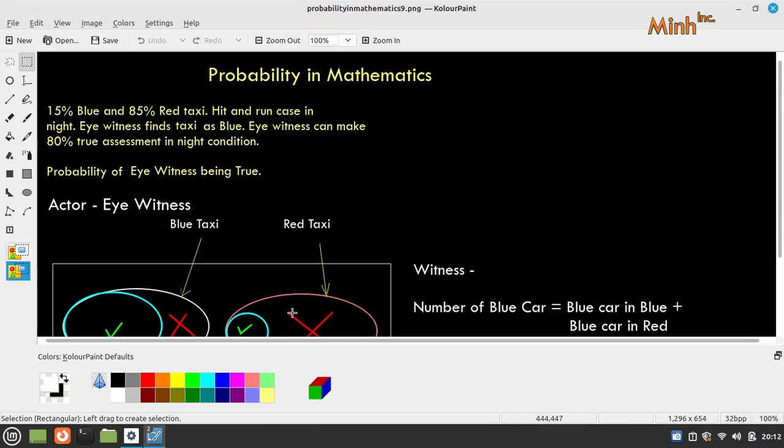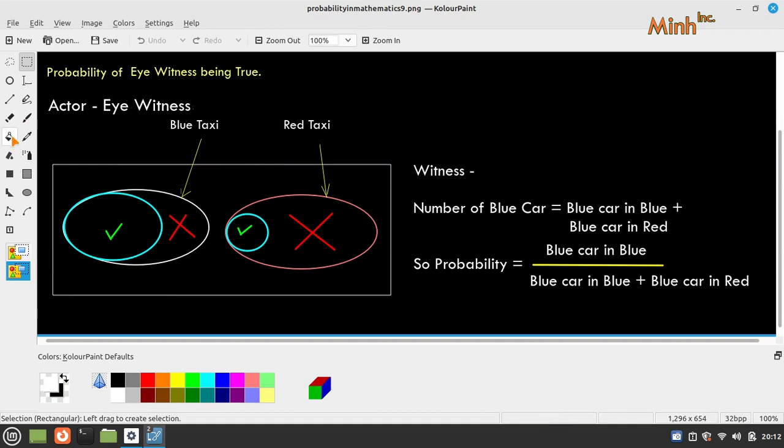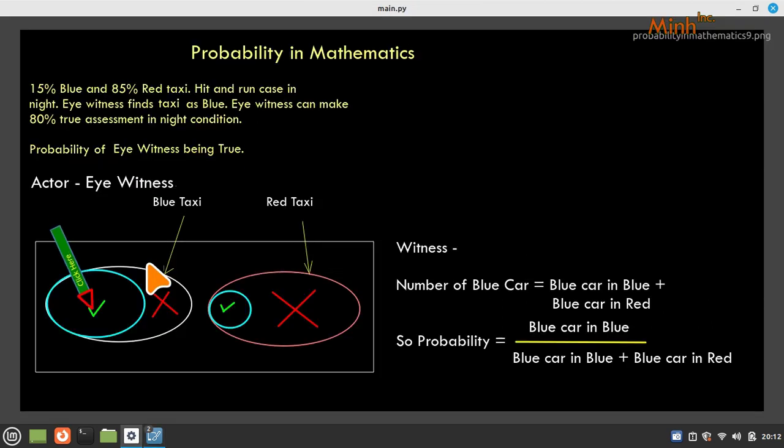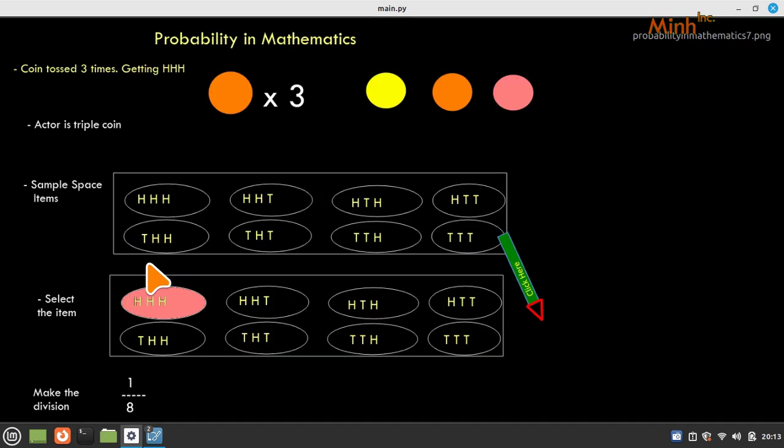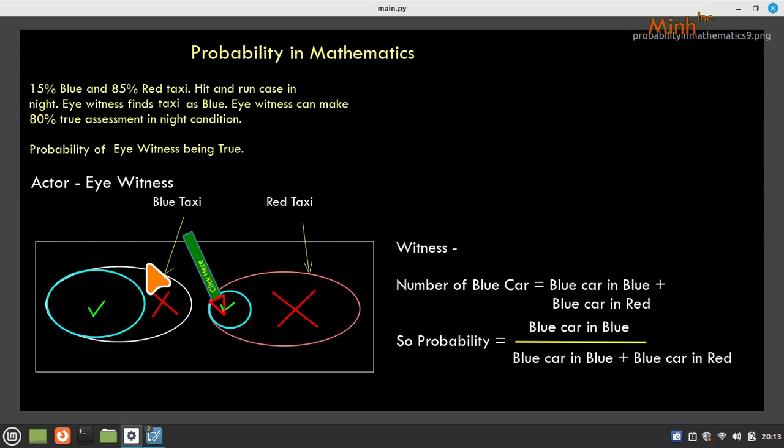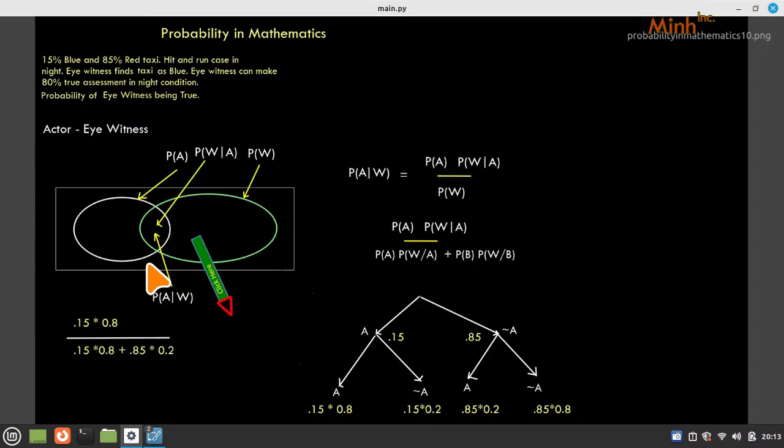So now we are interested in this, whereas our sample space is this much and this much. So that is the calculation. This is the basic probability, how basic probability works, the way we demonstrated. Now Mr. Bayes, the Bayes probability.